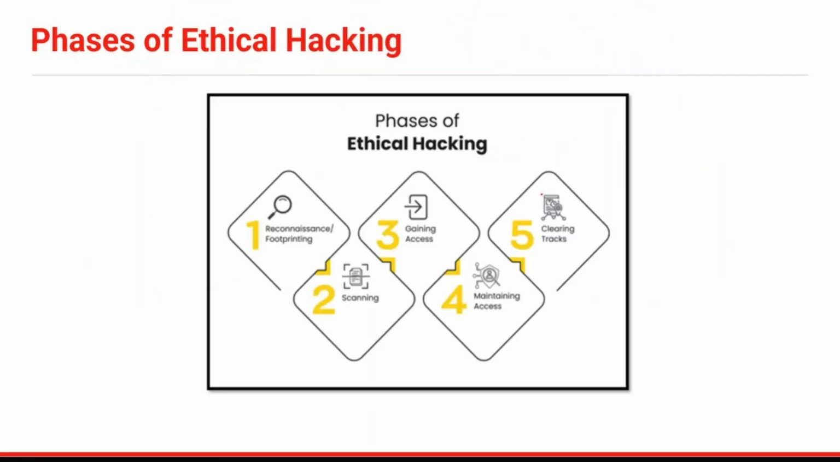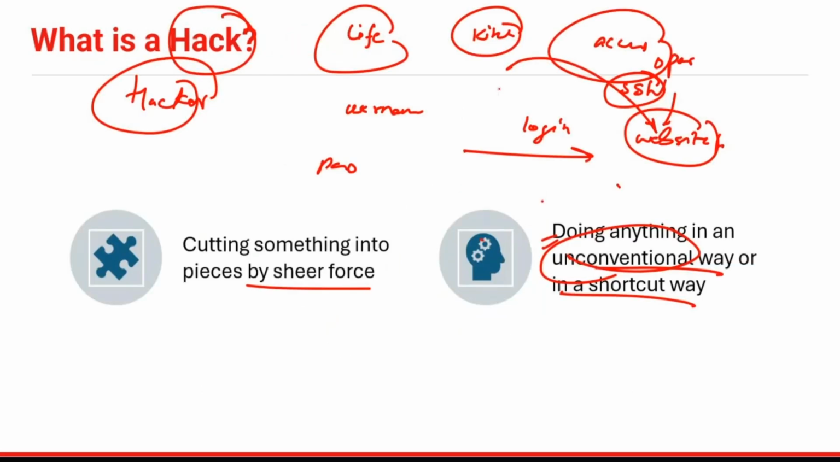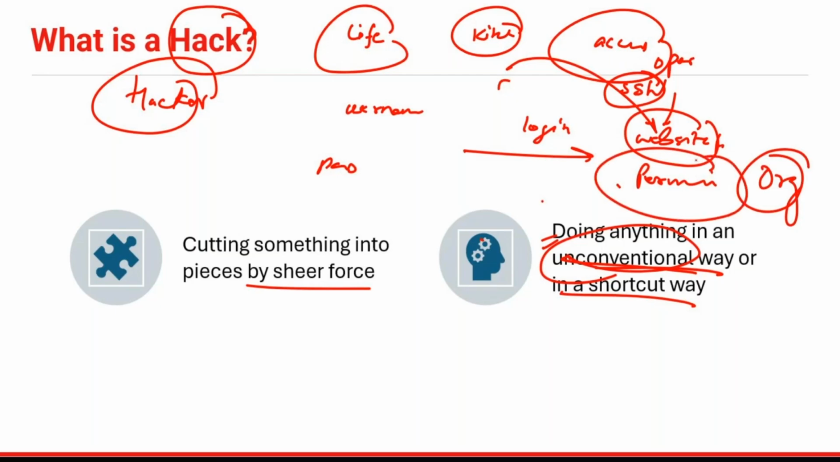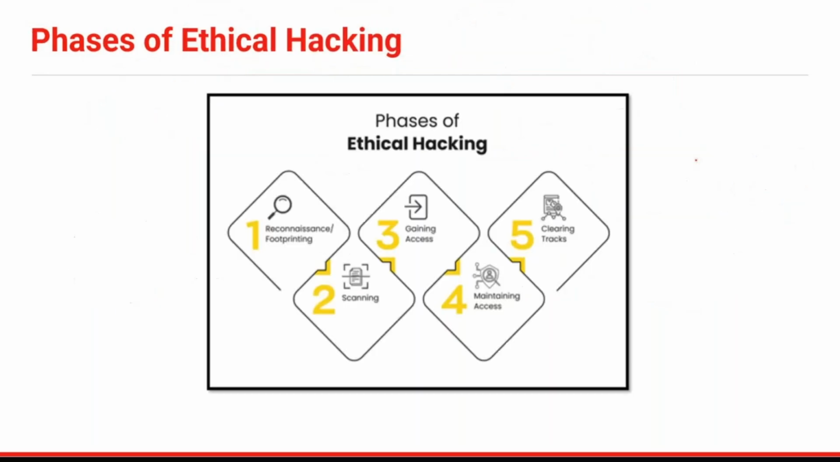So let us say we have an ethical hacker. When I say ethical hacker, it means before doing anything in an unconventional way, they are going to take permission from that particular organization. That is the difference from the unethical hacker. If a customer or any client hires an ethical hacker, then the ethical hacker will perform a pen test on that particular organization. And the phases of ethical hacking according to the CEH methodology are these 5 phases.